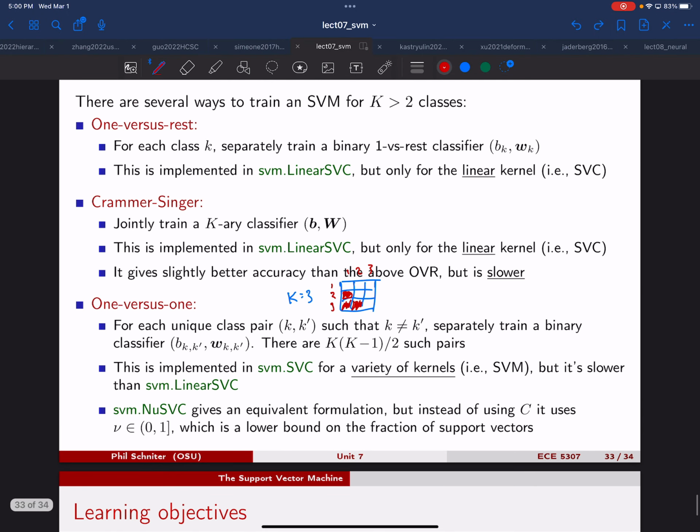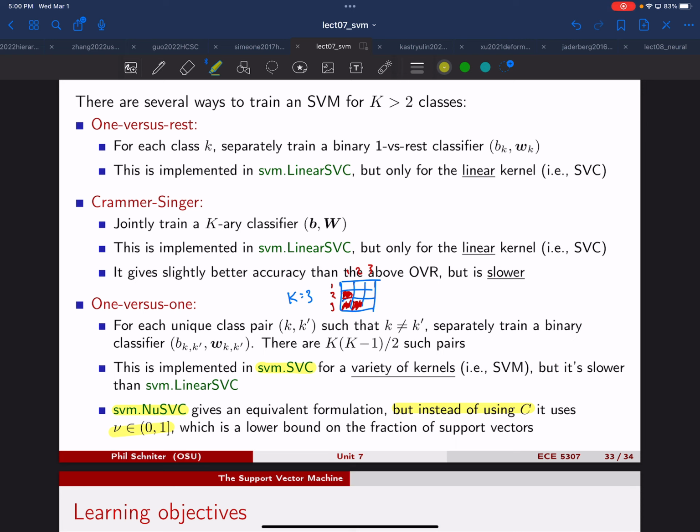The very last thing is there's another nice formulation called NuSVC. It will give you exactly the same answer in the end, but the interface is different in that instead of using C, which is a number that's a bit hard to choose because it could span many orders of magnitude, you use this number nu, which is always between 0 and 1, and can be interpreted as a lower bound on the fraction of support vectors.